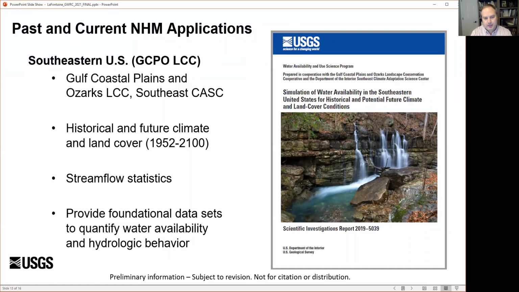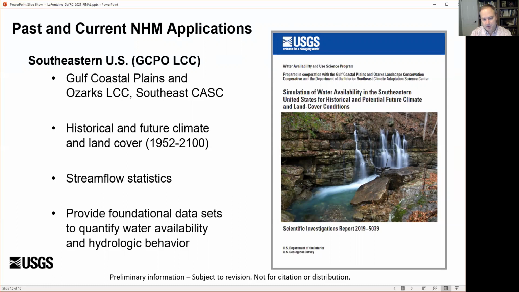After working on the ACF model, then there was some work funded through the Gulf Coastal Plains and Ozarks Landscape Conservation Cooperative, as well as some funding from the Southeast Climate Adaptation Science Center that looked to take a regional extraction out of the NHM for a large piece of the southeastern US from West Texas up to Missouri and east to the Savannah River Basin, and looking at potential effects of climate and land cover change on water availability. And so these simulations encompass the period from 1952 to 2100.